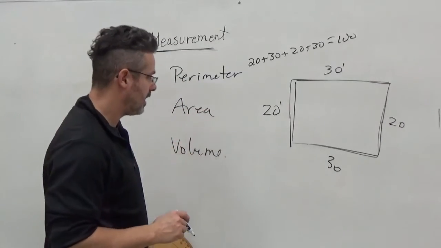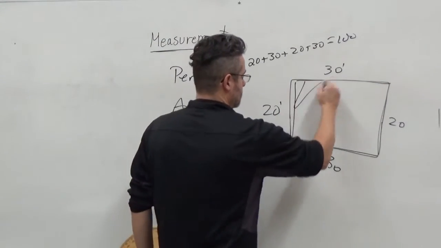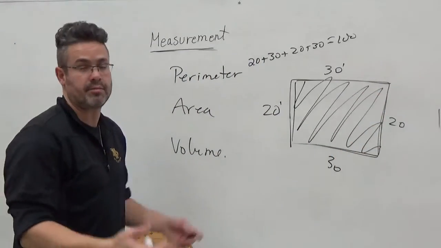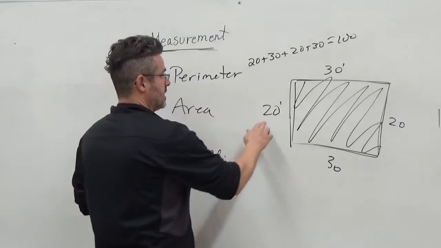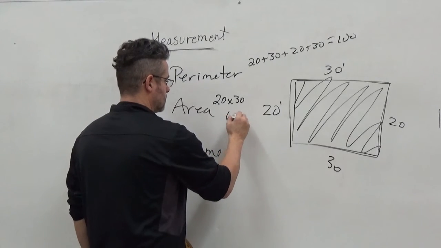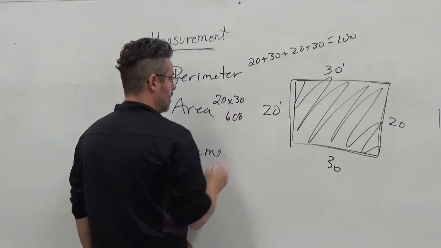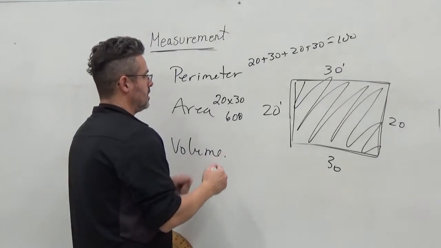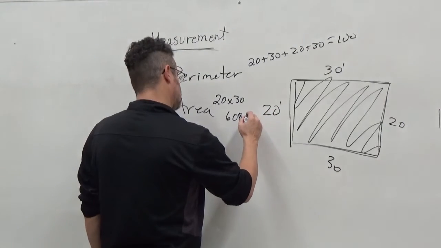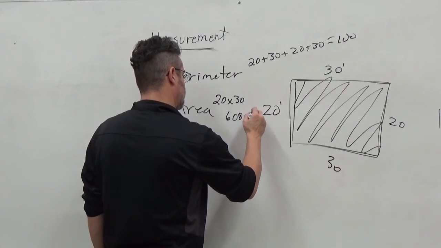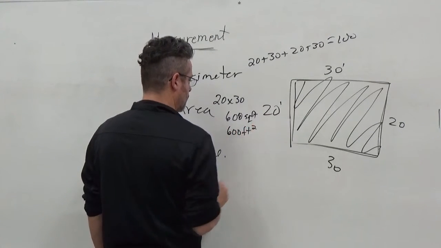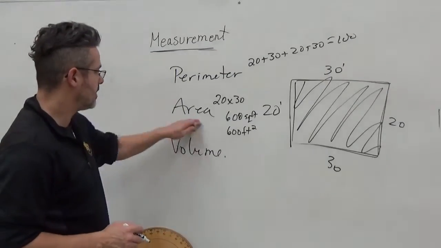Okay, that's perimeter. Now area, remember the area is this entire surface that you're going to need to cover, maybe with concrete. And in this case, you're going to times them. 20 times 30, okay, so that's 600. And now remember when you do area, you're multiplying, you've squared, so you've got square feet, square footage. In this case, 600 square feet. You could go 600 feet squared. Okay, different ways to write it, but that would be your area.